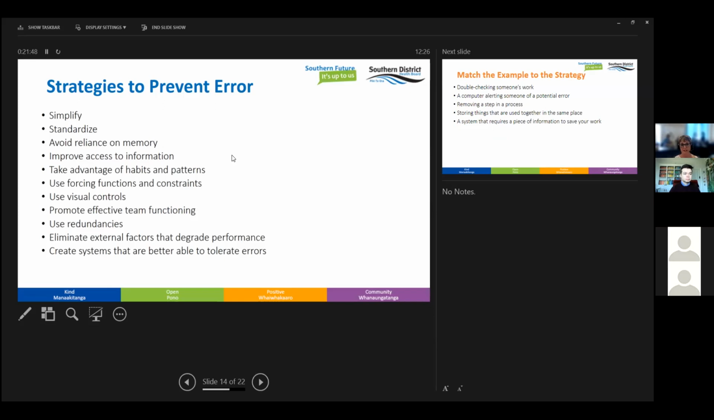Strategies to prevent error are things like I talked about before, with releasing time to care. We simplify, we standardise, we avoid reliance on memory, we improve access to information, we take advantage of habits and patterns, we use forcing functions and constraints, we use visual controls, promote effective team functioning, use redundancies, eliminate external factors that degrade performance, and create systems that are better able to tolerate errors.